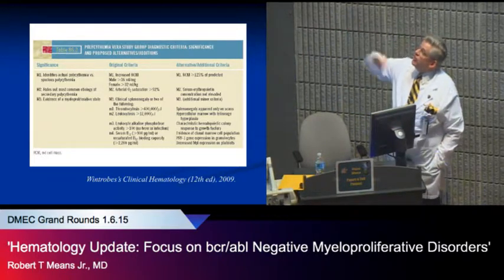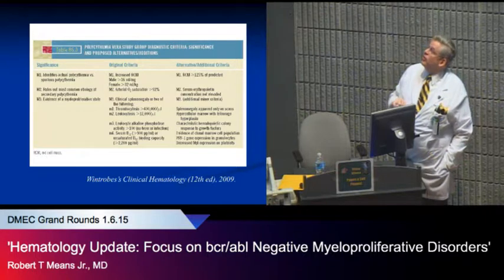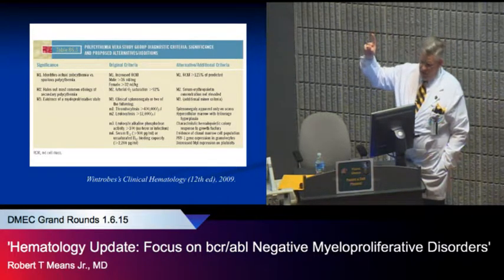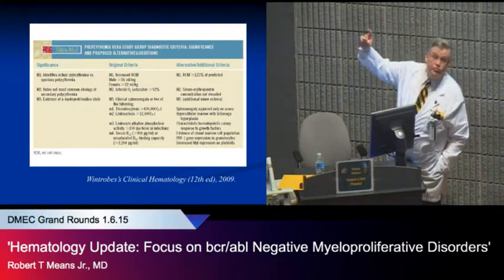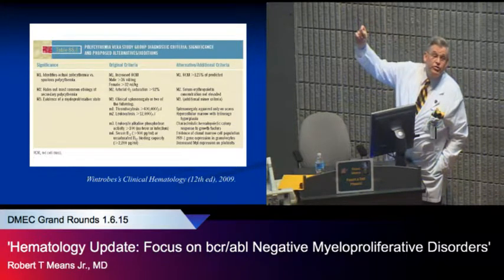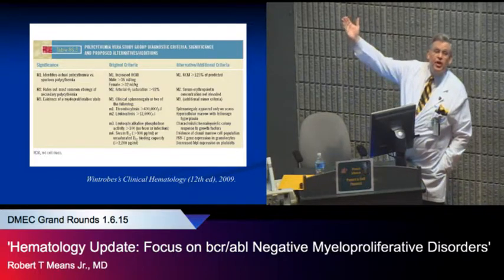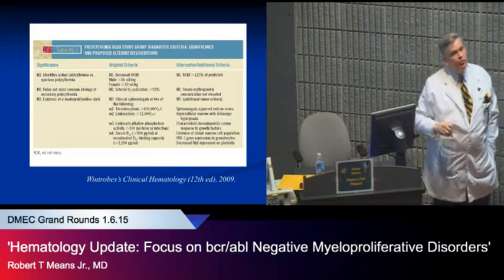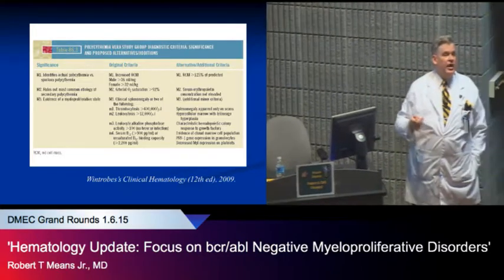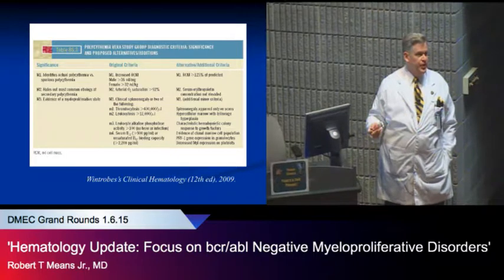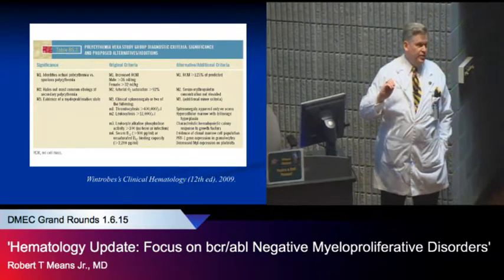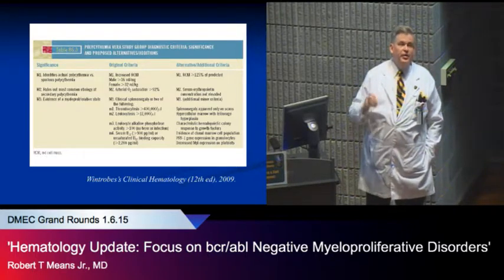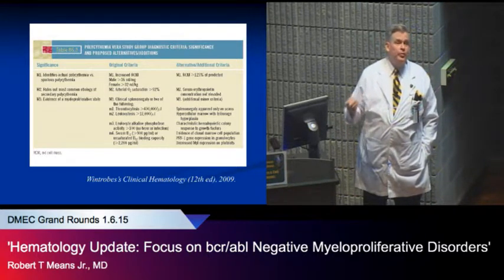The first criterion was that you had to have an increased red cell mass. Why was this important? Because you actually had to have polycythemia. A significant percentage of people who present with a high hematocrit or high hemoglobin do not have polycythemia. They have decreased plasma. This is particularly true in people who are smokers, in people who are overweight, or people who have hypertension.